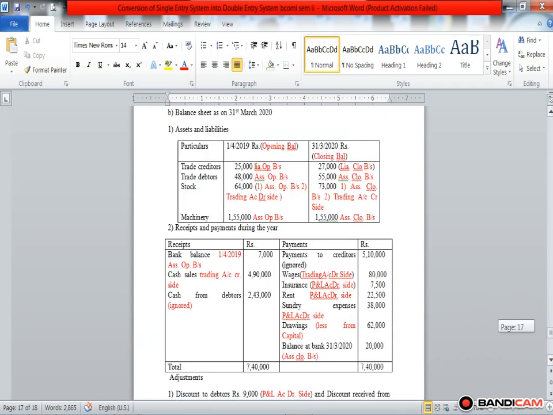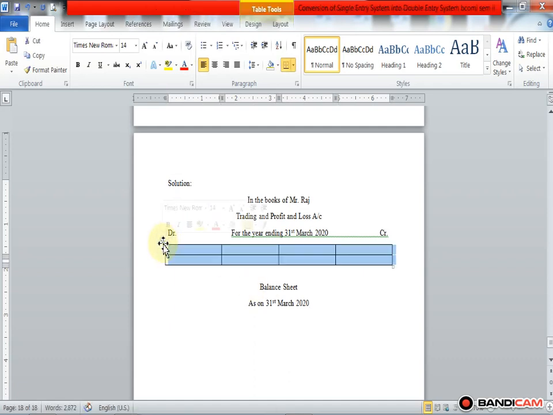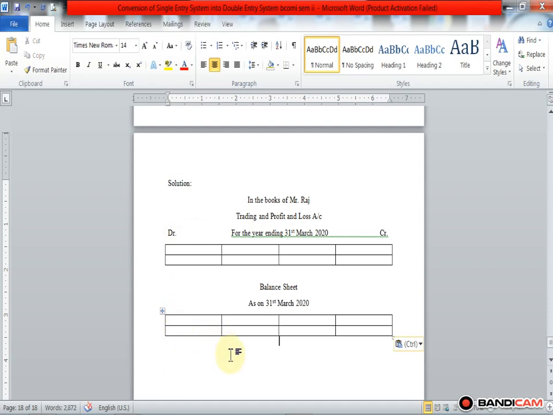So here we then prepare a closing balance sheet as on 31st March 2020. Then we prepare a working note.